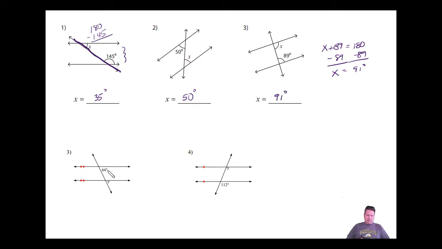Here's another relationship that we have. This is on the right side on the bottom part, and this question mark is also on the right side on the bottom part. Those are corresponding angles, and corresponding angles are congruent. So that question mark is equal to 64 degrees because they are the same. And here's another pair of corresponding angles. This is the lower right, this is the lower right, that's 112. The question mark also has to equal 112 degrees.